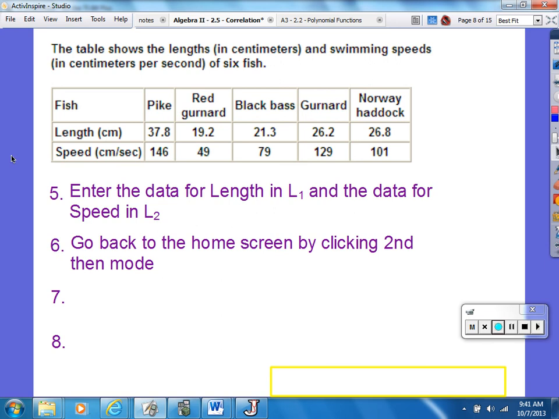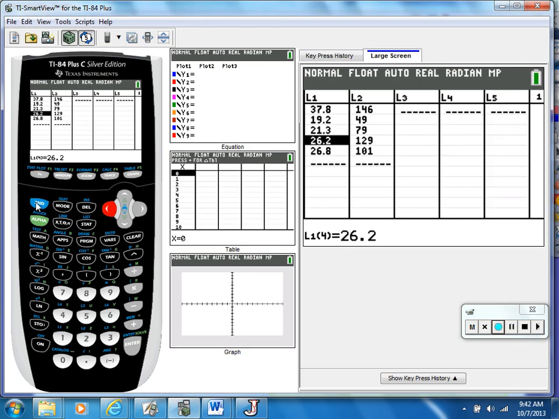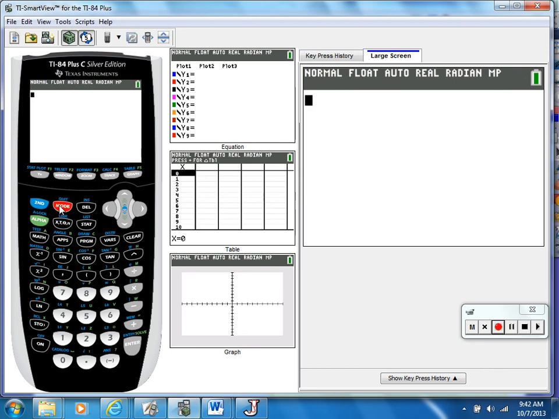The next thing we're going to do is go back to the home screen by clicking second, then mode. That's second quit for a lot of you. Okay. So, like it just said on the last screen, I'm going to hit second, then mode. And that puts me back on the home screen. That's where I can now add, subtract, multiply, divide, any of that stuff right there, right? Okay. Next thing we do is we click the stat key again.